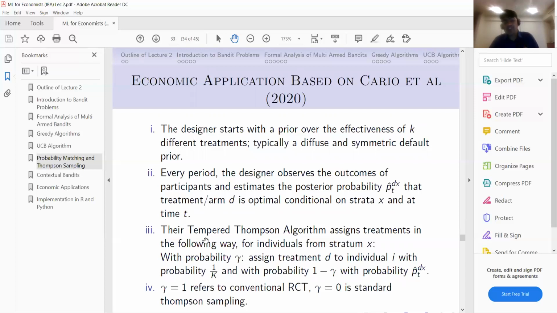But you don't do only that. This is why they call it tempered Thompson sampling, because you've tempered the Thompson sampling algorithm. You've sort of tied its hands with a very small probability, 20%, where you're not doing Thompson sampling, but just doing an RCT. If gamma was 0, you get standard Thompson sampling with contextual bandits. If gamma was 1, which is what we've covered, gamma equals 1 will give you the conventional RCT with no Thompson sampling and no adaptive treatment assignment.